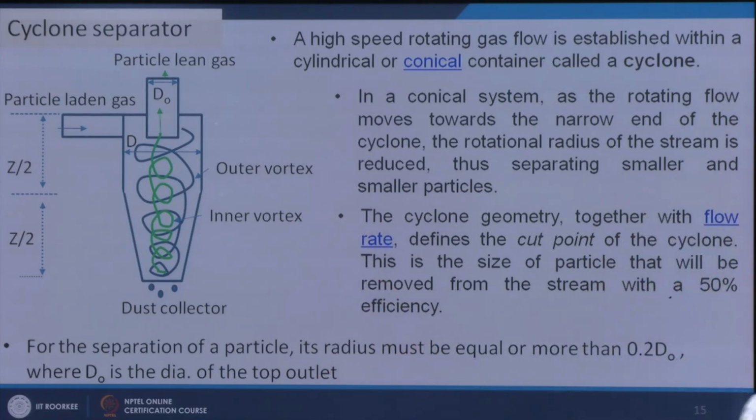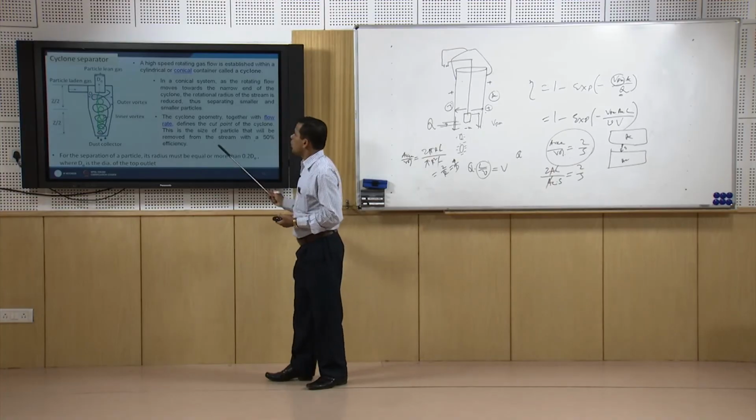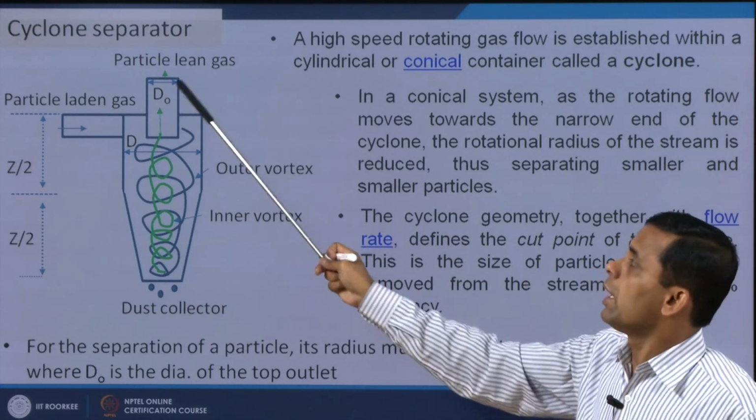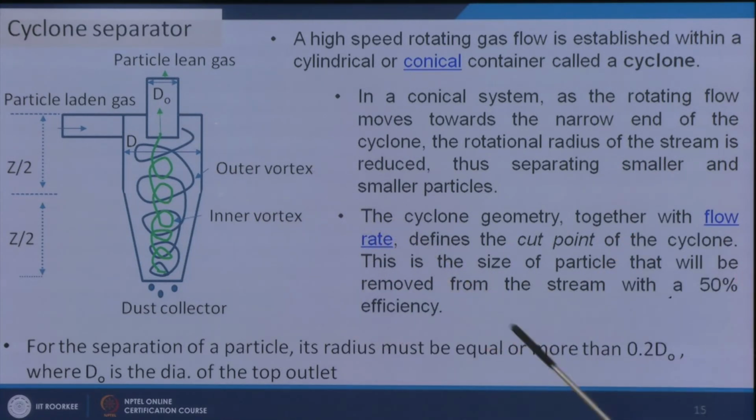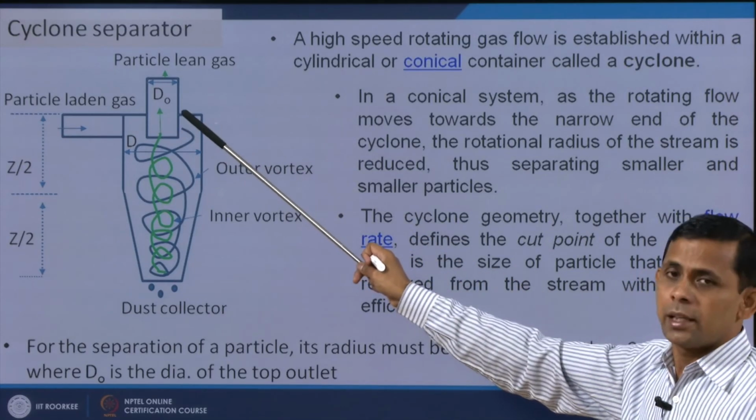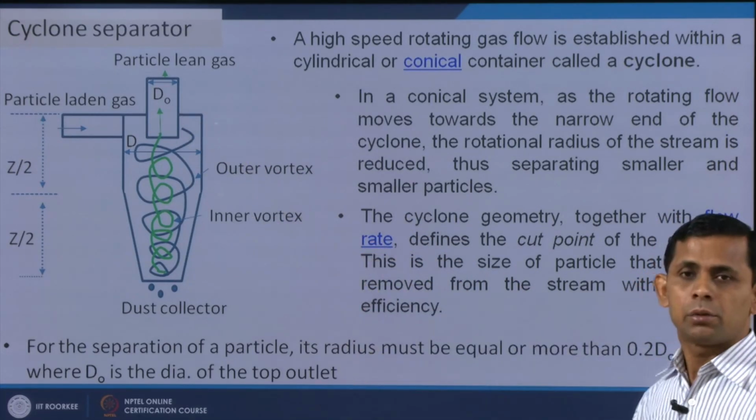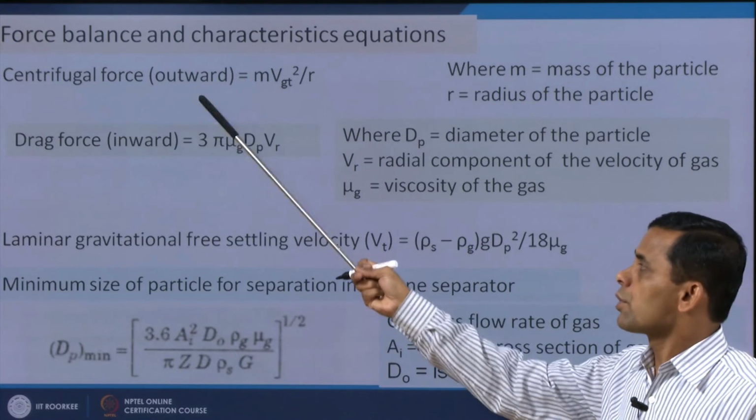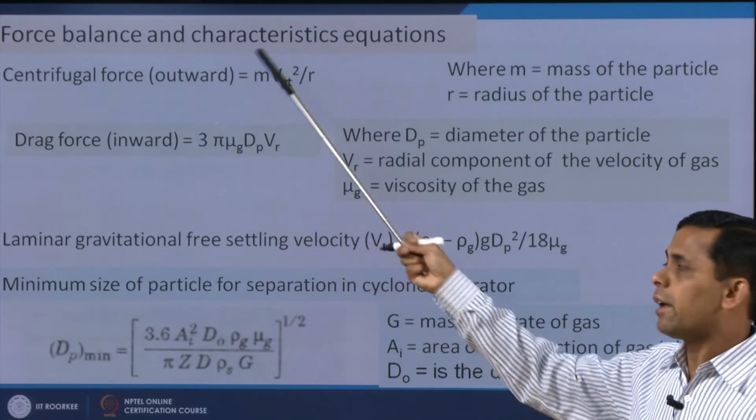For the separation, the condition is that the particle diameter must be more than 0.2 D_o. This D_o is the diameter of the outlet pipe. So, this outlet pipe has diameter D_o, and if the particle size is more than 0.2 D_o, then it can be separated through this cyclone. Here different types of forces work on the particles: centrifugal force, drag force and gravity force also.